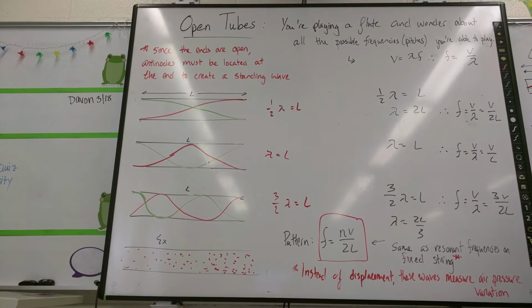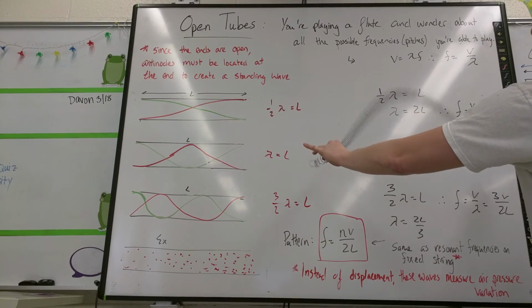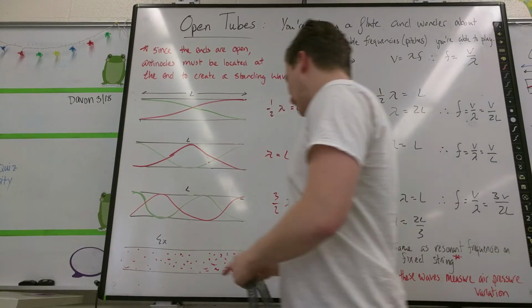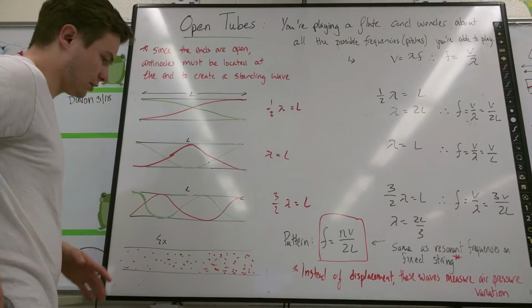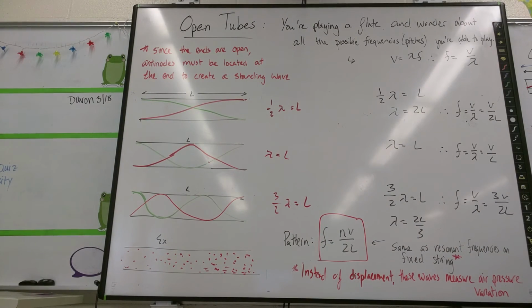This looks very similar to the resonant frequencies that we got when we derived the frequency for a fixed string. But instead of displacement, so this spring was moving up and down, we could say, let me go grab that real quick, we could say that the spring was displaced. Now, instead of displacement, the waves are measuring air pressure change. So, where's my red marker? There we go.